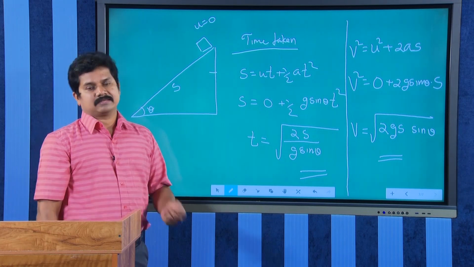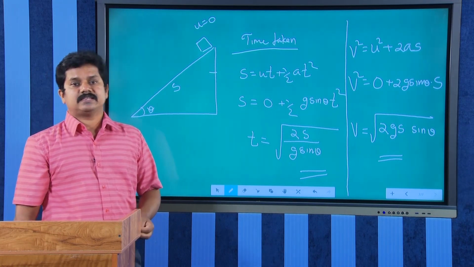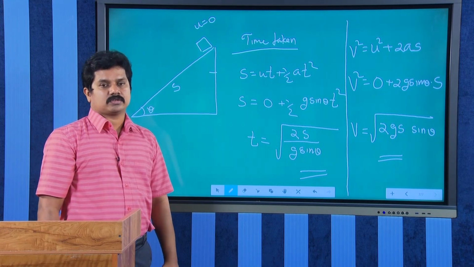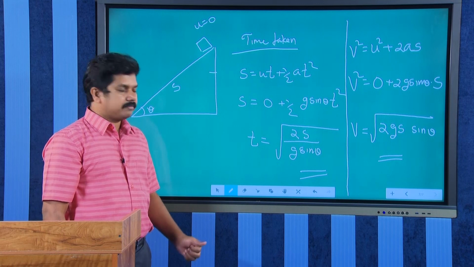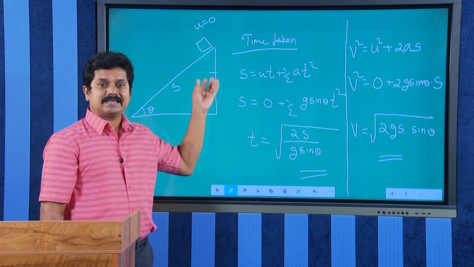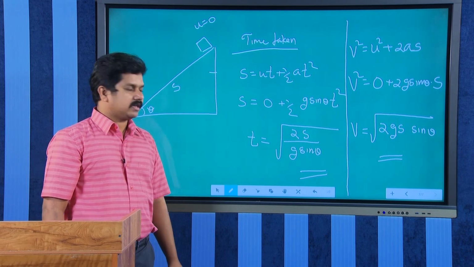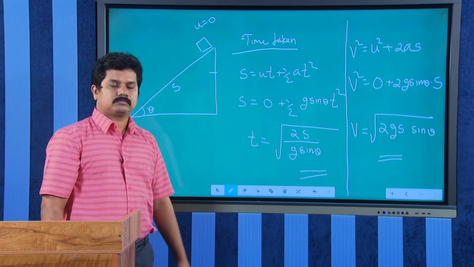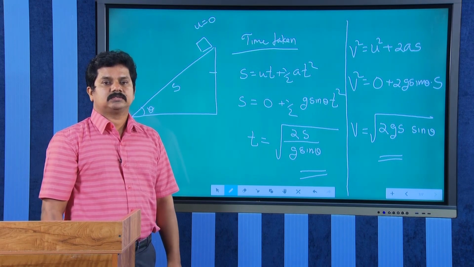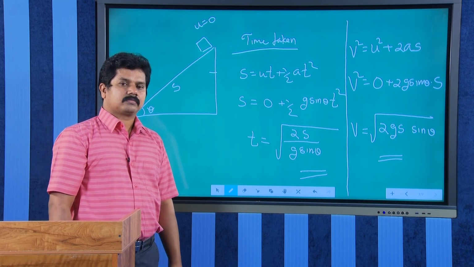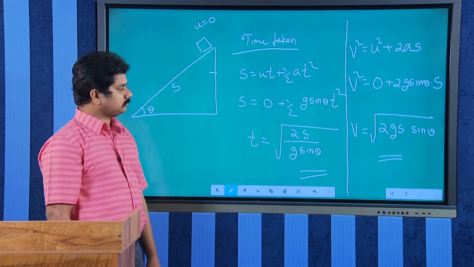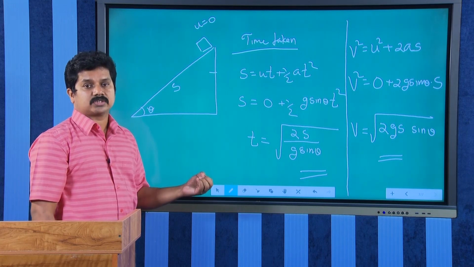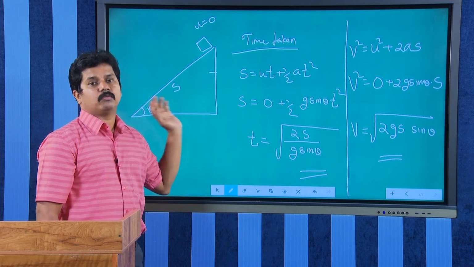So, acceleration is g sin theta, normal reaction is mg cos theta, time taken to reach the bottom if it is just placed on it is root of 2 s by g sin theta, and velocity on reaching the bottom is root 2 g s sin theta. In this case, we assumed there is no friction at all, that is, the plane is smooth.